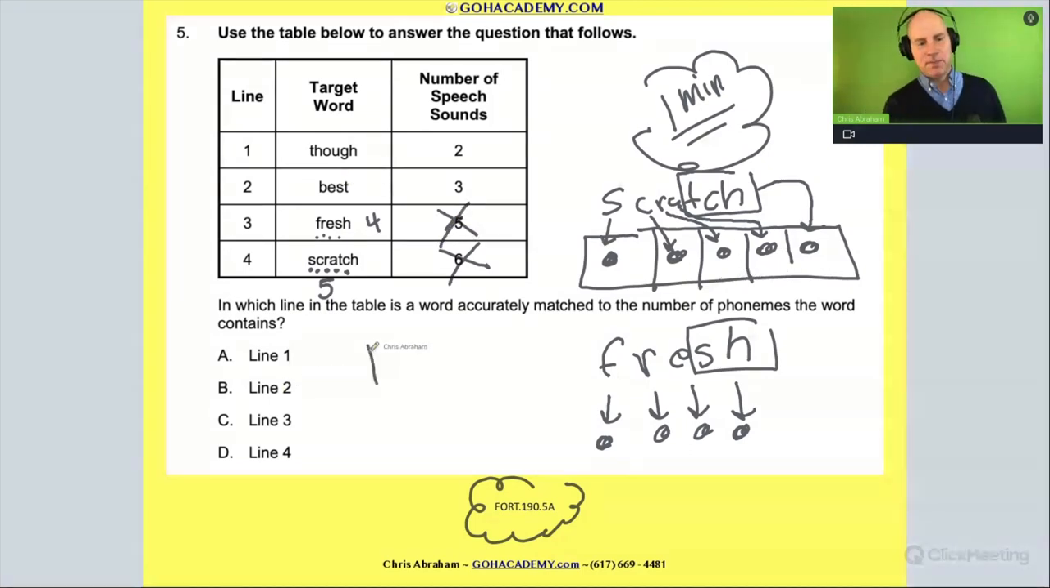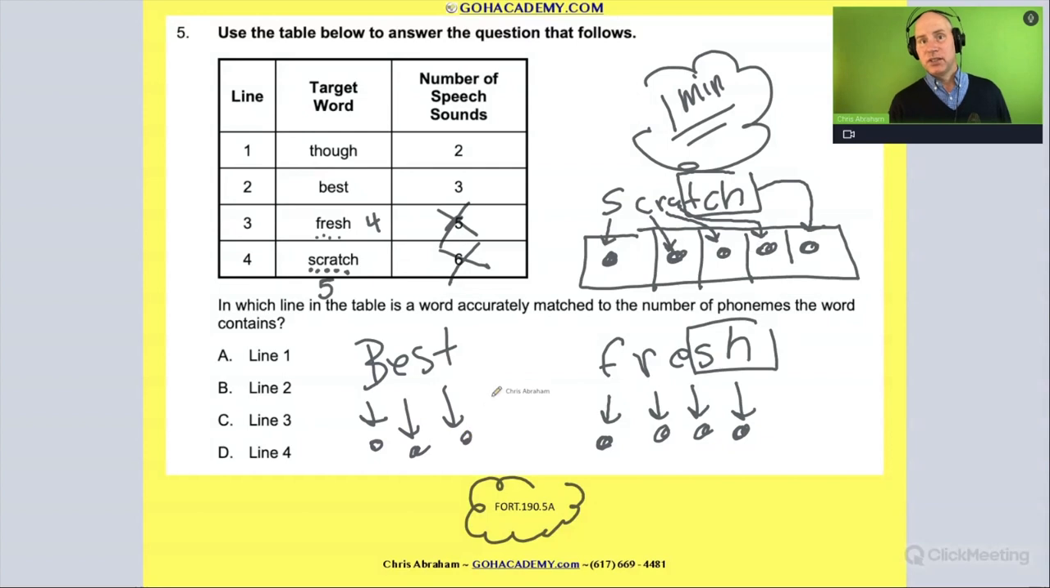Okay, what about this one right here? Best. Best should be easy. Right? There's a b, e, s, t. That blend has two sounds. B, s, t, four. That one's wrong. So what's the correct answer? Which word only has two phoneme sounds, two speech sounds? Though, right? There's a the, oh, that's it.